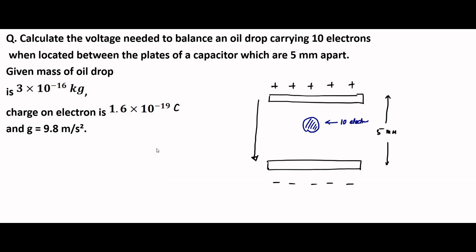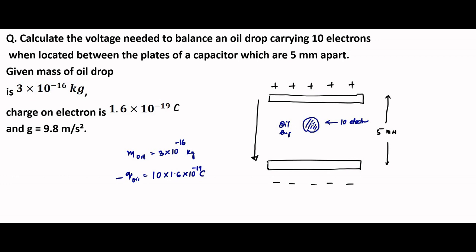The mass of the oil drop is equal to 3 into 10 to the power minus 16 kg. The charge on the oil drop will be equal to the charge of 10 electrons, that is 10 into 1.6 into 10 to the power minus 19 coulomb. It will be a negative charge because it is electrons.